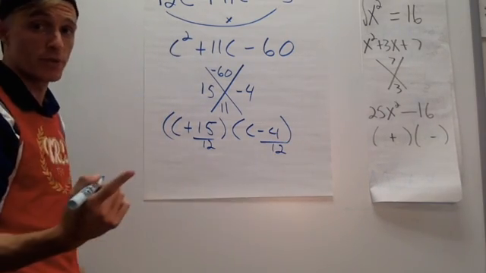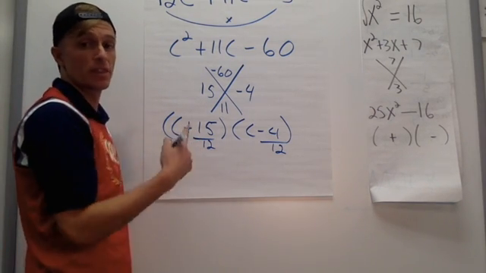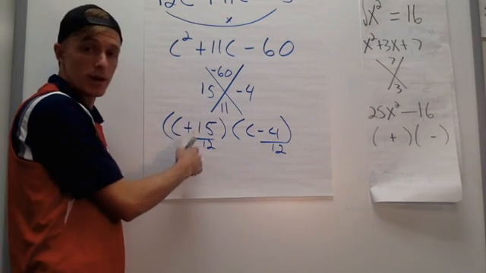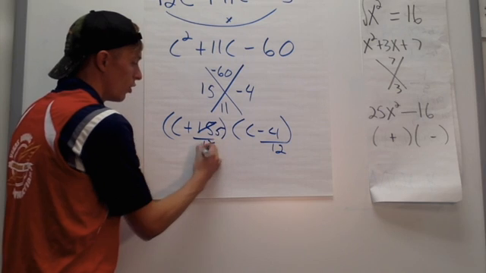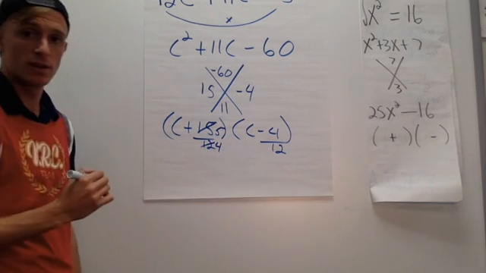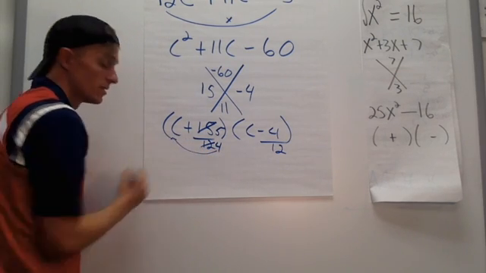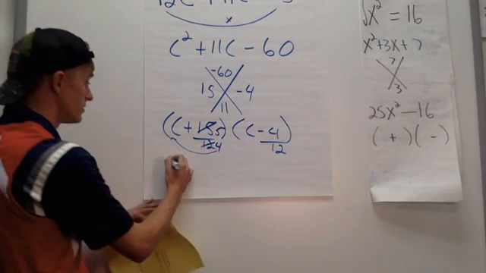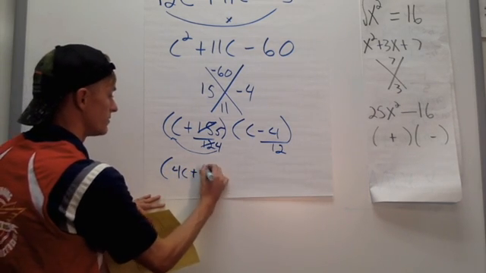Okay, we got to reduce both of these fractions. What could we reduce 15 and 12 by? 3. Divide the top and the bottom by 3. So that is a 5 over 4. And we bottoms up. We bring the 4 to the front. So our new factor is 4C plus 5.